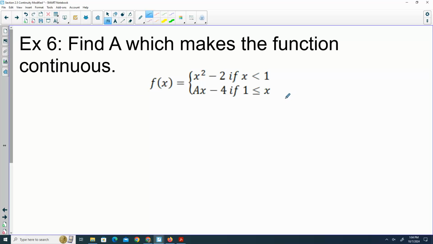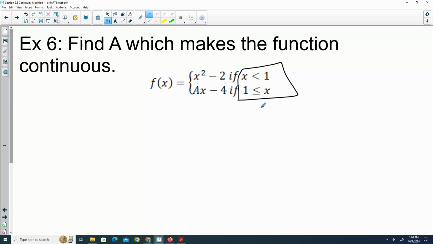If it is continuous, what does that mean? Never picks up the pencil. So you'll notice I have a piece when x is less than 1 and a piece when x is greater than or equal to 1. So 1 is my breaking point, right? 1 would be the place where I would jump from one piece to the next. If I don't want to jump, what has to happen when x equals 1?